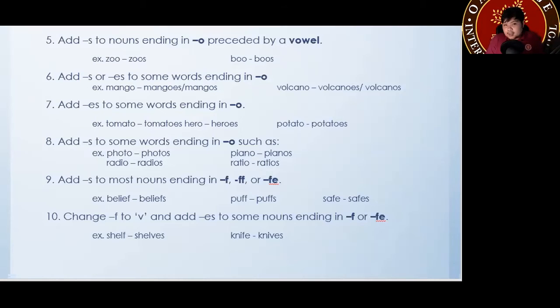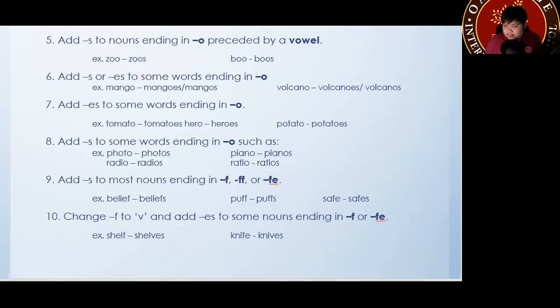Okay. Next, rule number 9. Add S to most nouns ending in F or double F or FE. For example, belief, you just have to add S. Puff, you just have to add S. Safe, you just have to add S. Safes, puffs, beliefs, right? Okay. Now, all of these are different examples of words that end in F or double F or FE. But in Rule 10, some nouns ending in F or FE, what you have to do is change the F or the FE to V and then add ES.